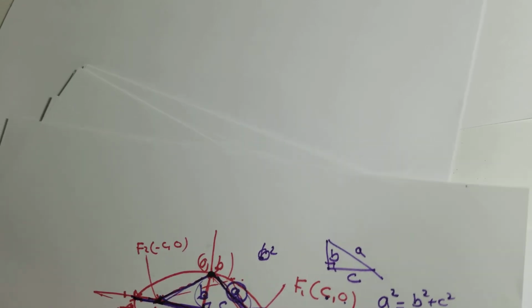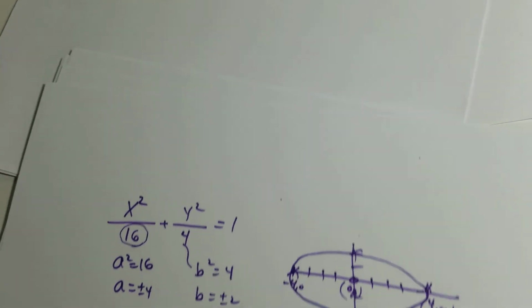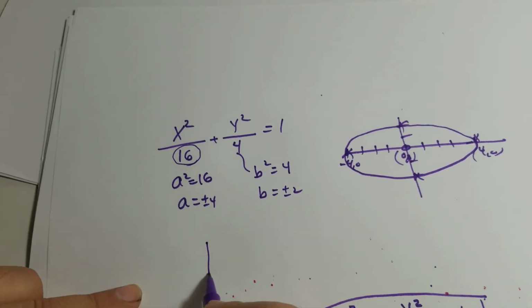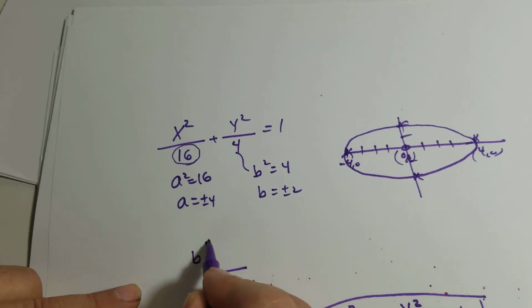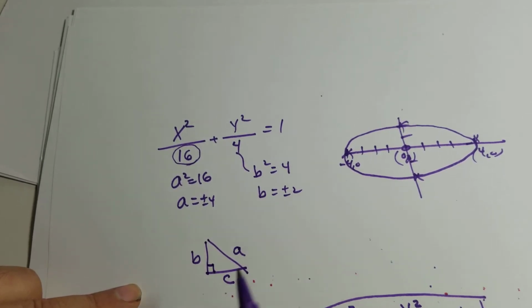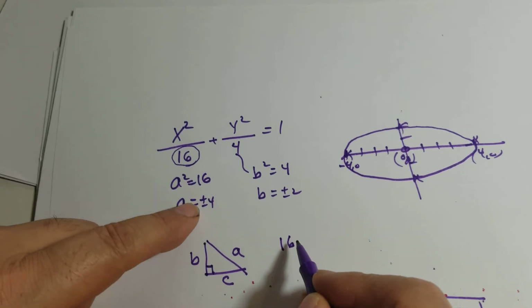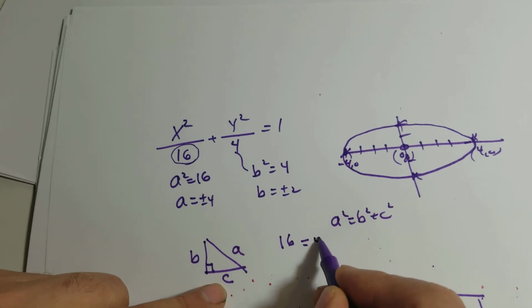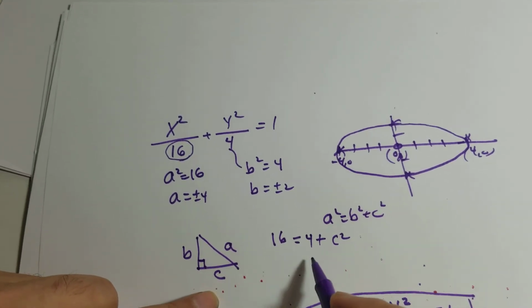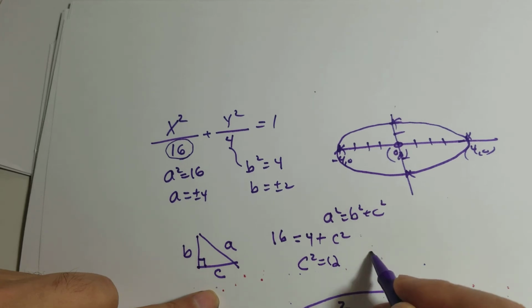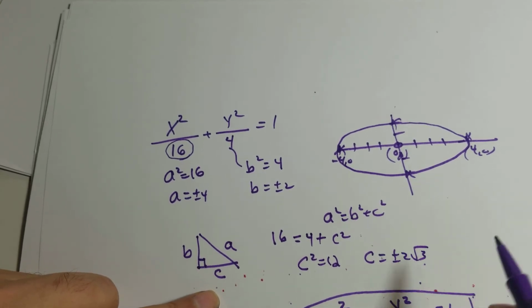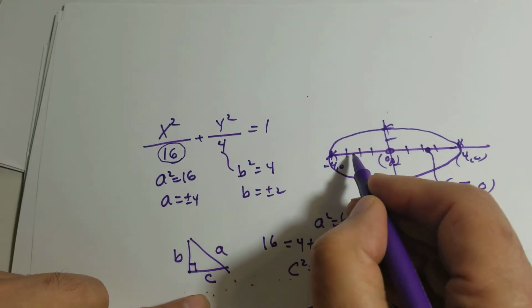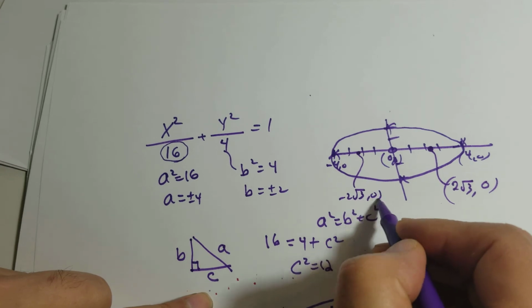Therefore, on any equation of the ellipse, if you know your a squared and b squared, you should know the c. Therefore, this is your b, this is your c, this is your a. a squared is 16, your b squared is 4, so c squared is 12, and c is plus minus 2 radical 3. Therefore, this distance is 2 radical 3 over 0, and this is negative 2 radical 3 over 0.